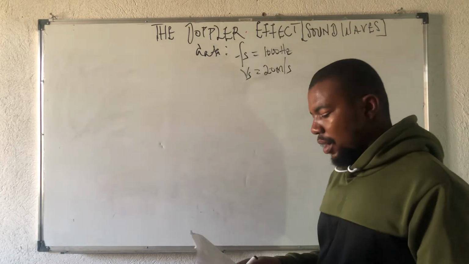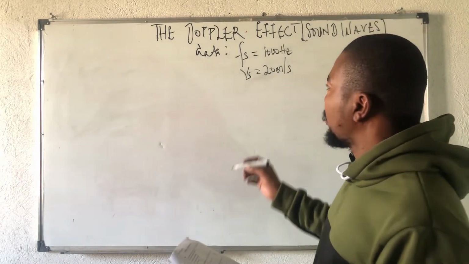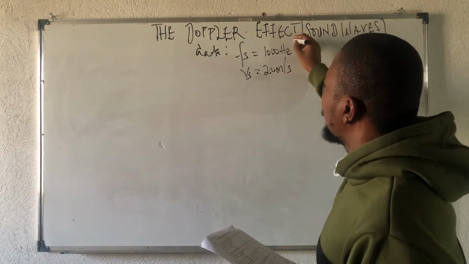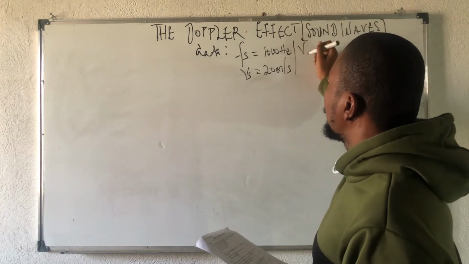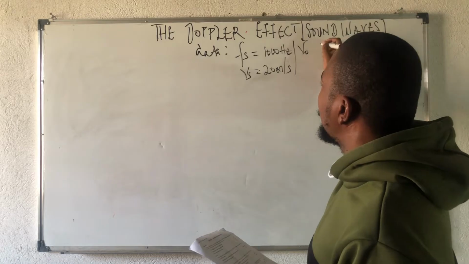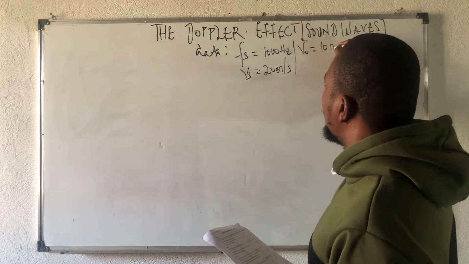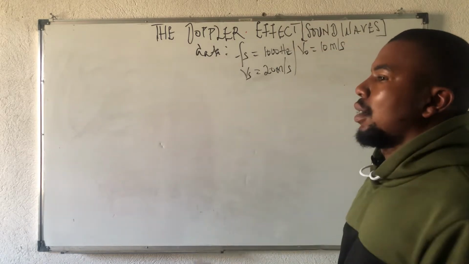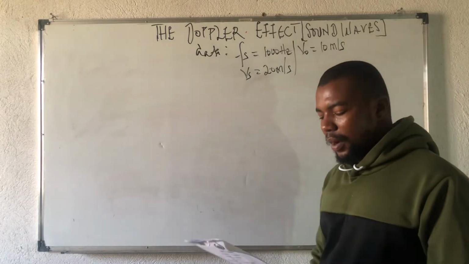We're also given the velocity of observer. This is 10 meters per second, and that's going to be used for the first part.